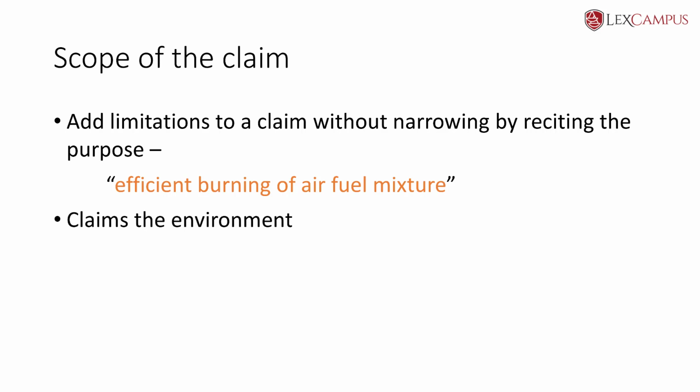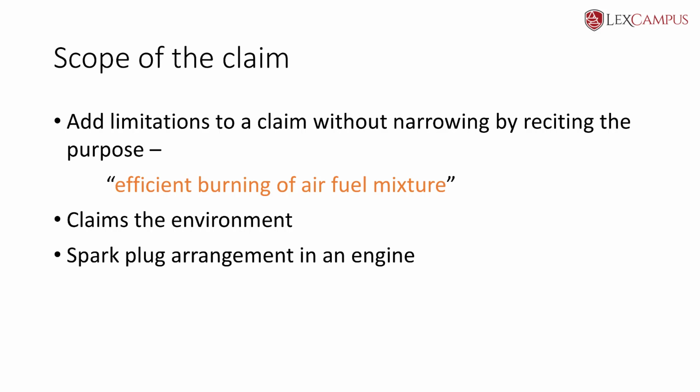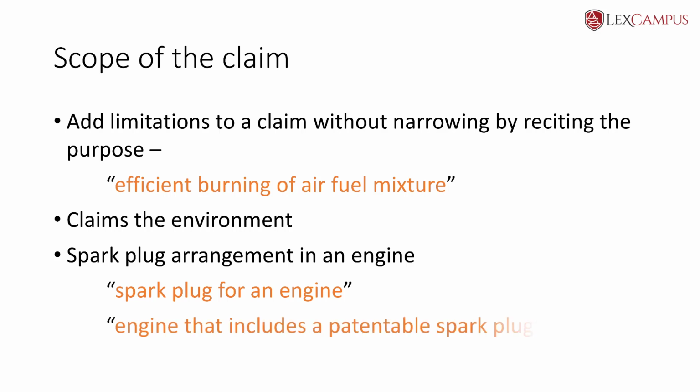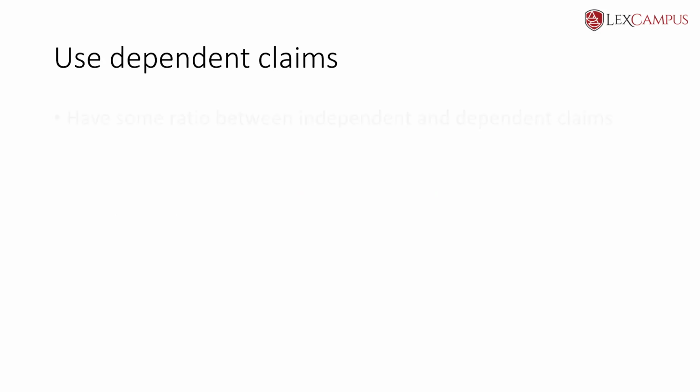You can also claim the environment. Environment in the sense that we had seen in the Bajaj case, there was an arrangement of the invention pertained to spark plug arrangement. So rather than claiming a spark plug for an engine, which is the way they could have claimed it, they had claimed an engine that includes a patentable spark plug or a patentable arrangement for a spark plug. So what was claimed was an engine with the patentable arrangement as a part of it. So this is a way to claim the environment. Environment in this case being the engine.